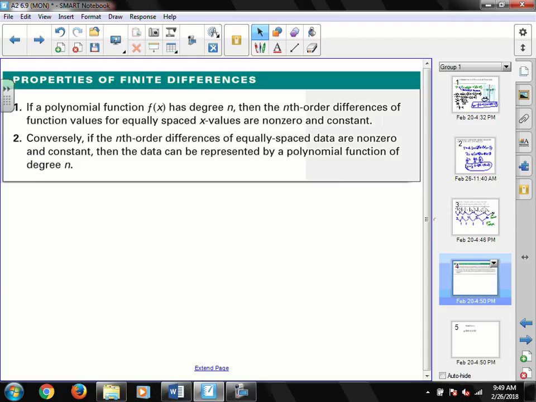Also, you can work backwards with it, is really all this is saying. If I tell you that it has second order differences, then you can use it to write the function, since it can be represented by a polynomial function.